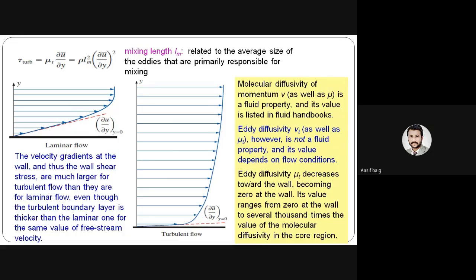Its value ranges from zero at the wall to several thousand times the value of the molecular diffusivity in the outer region. The velocity gradients at the wall, and thus the wall shear stress, are much larger for turbulent flow than they are for laminar flow, even though the turbulent boundary layer is thicker than the laminar one for the same value of the free stream velocity.